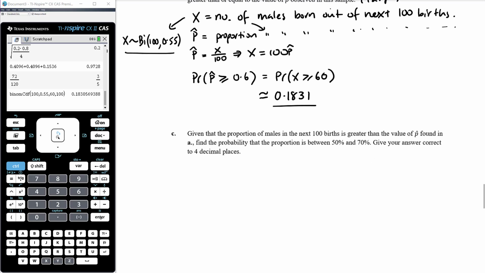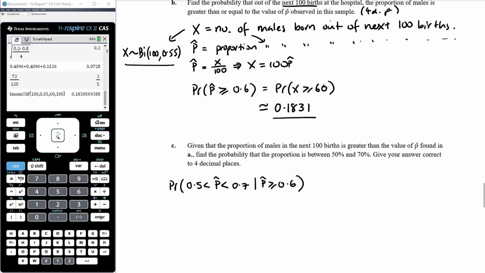Part C, given that the proportion of males in the next 100 births is greater than the value of p hat found in Part A, find the probability that the proportion is between 50% and 70%. Give your answer correct to 4 decimal places. Okay, so here we want the probability that p hat is between 0.5 and 0.7, given that p hat is greater than or equal to 0.6.